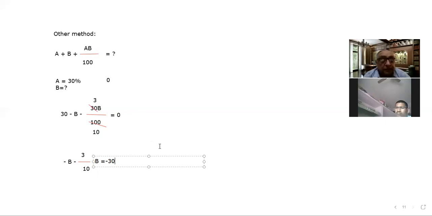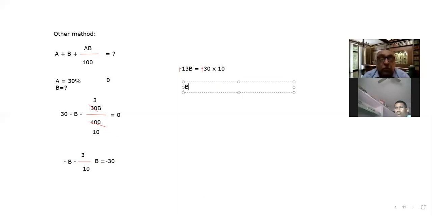So now this will become minus 10b and minus 3b. This will become minus 13b when we solve it. Minus 13b is equal to minus 30 multiplied by 10. This minus minus will be cancelled out because minus is there on both sides. So that means b is equal to what?